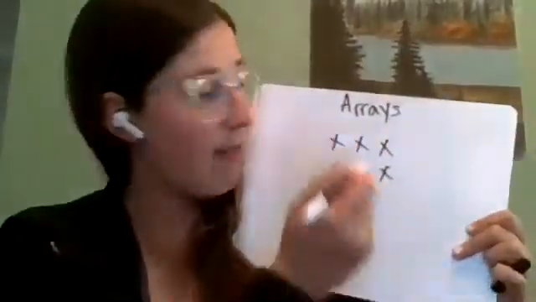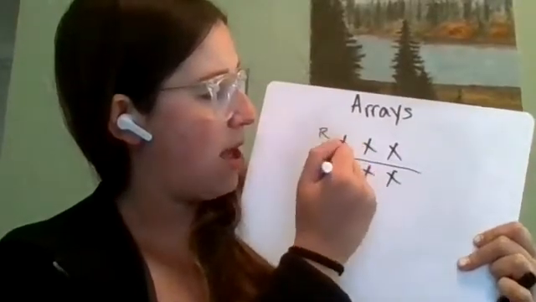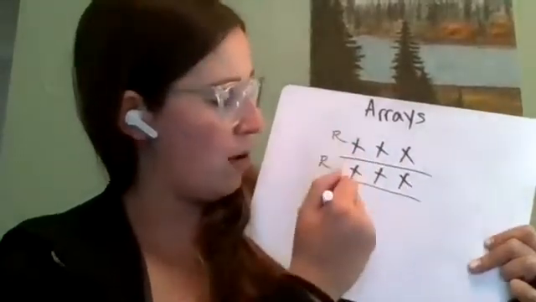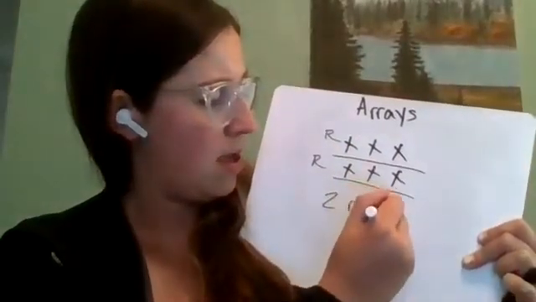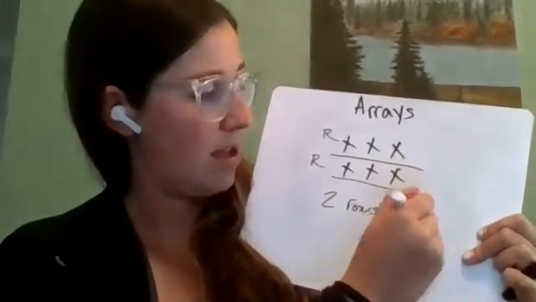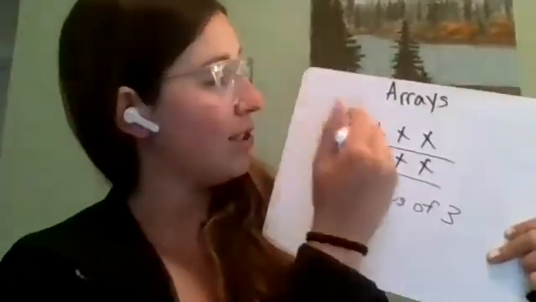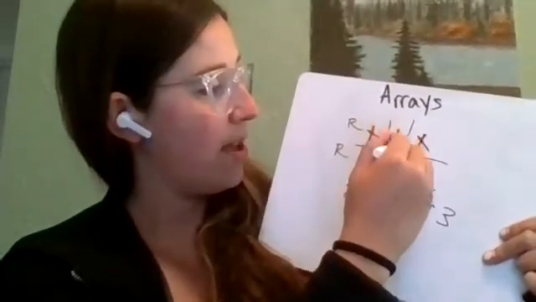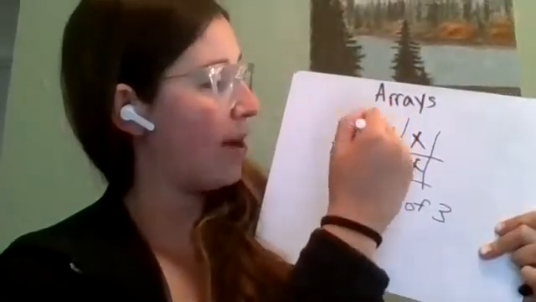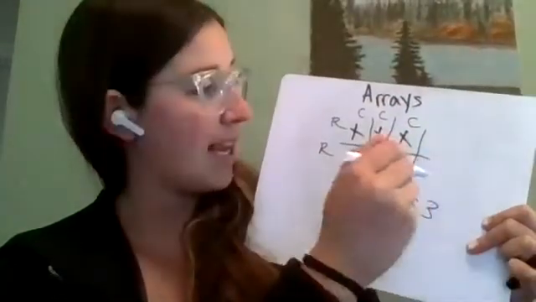So if I look at this array right here, I see that there's a row and then another row. So right now I see two rows of 3. So this array has 2 rows of 3. I can also look at it the same way with the columns. I know that columns go up and down. So I have 1, 2, 3. I have 3 columns that go up and down.